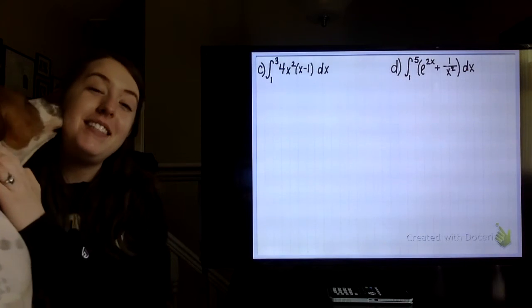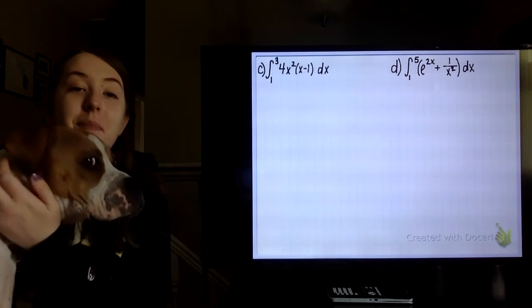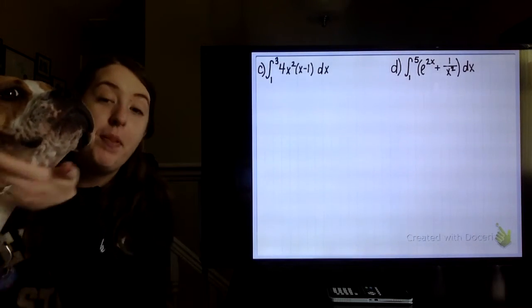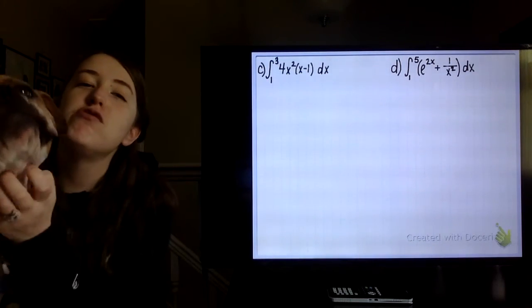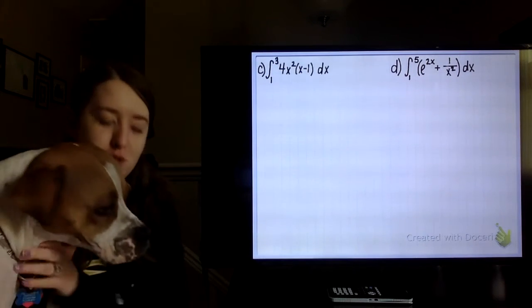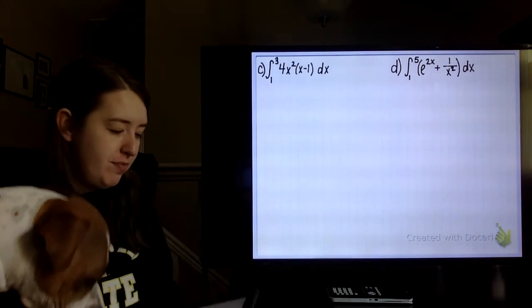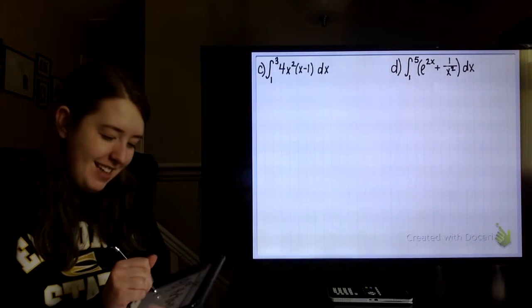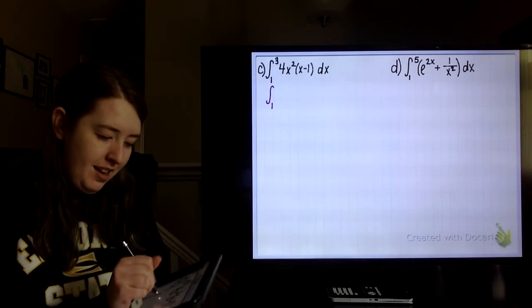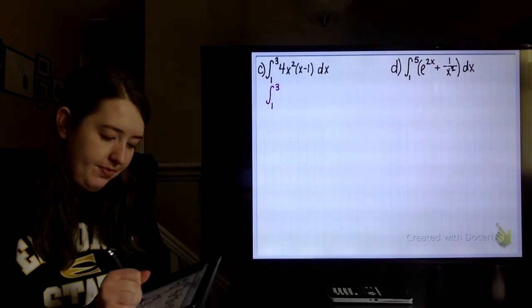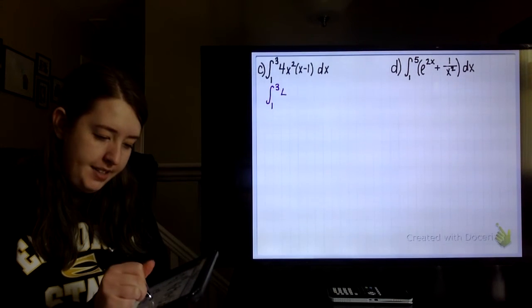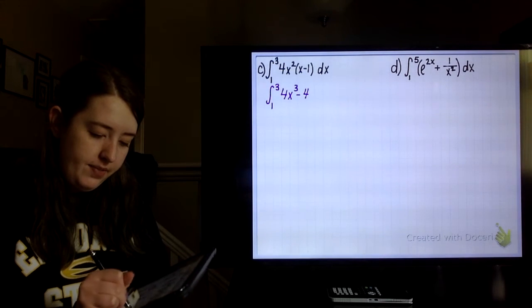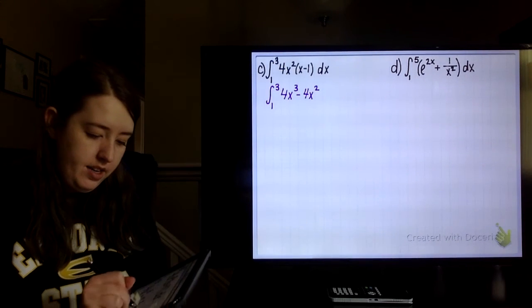So the best thing to do to get this into a better thing to integrate is to go ahead and simplify that x squared on out. So this is going to be the same thing as the integral from 1 to 3 of 4x cubed minus 4x squared dx.